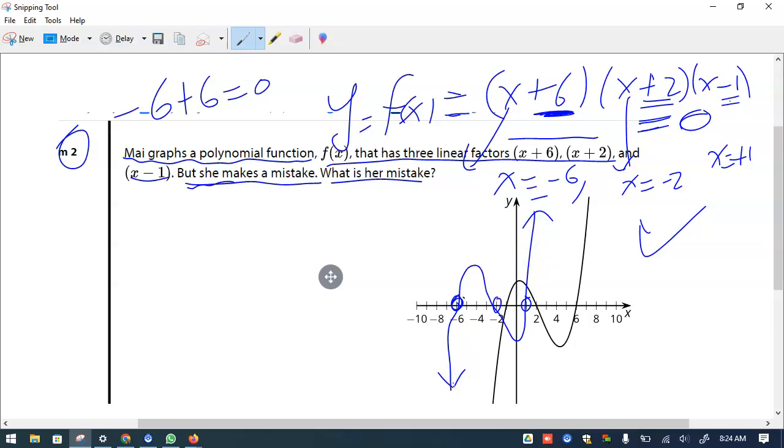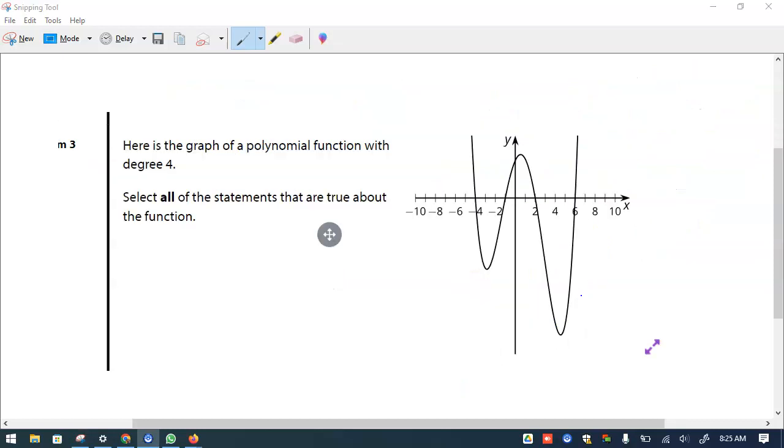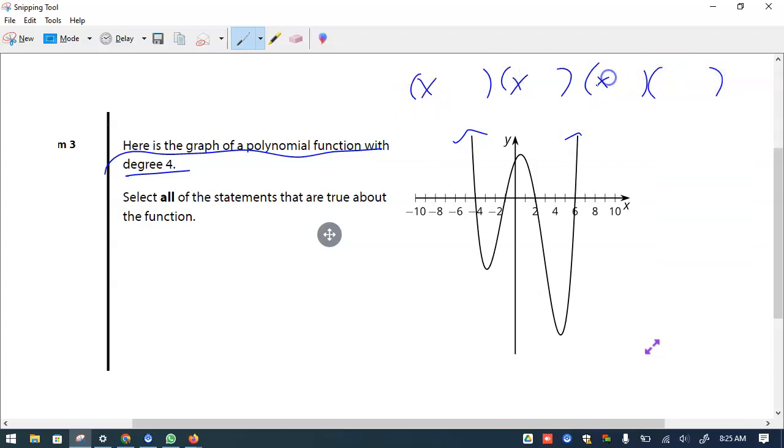So that's the mistake. She forgot to change the signs of these numbers, and instead of minus 6, she took plus 6. So you have to write the opposite of that. So here is a graph of a polynomial, and it has degree 4. The way it is given, it means it has degree 4. That means x, x, x, and x.